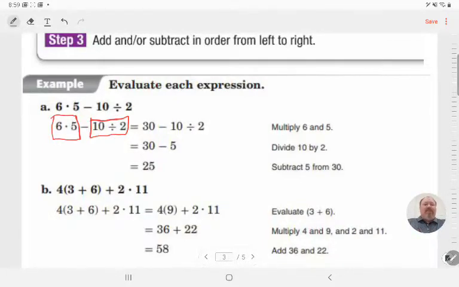So we start left to right, so we have to do the 6 times 5. That gives me the 30, and I rewrite the problem. And then I can do my 10 divided by 2, and that gives me 30 minus 5, and then finally the answer would be 25. Okay? So I did my multiplication and my division left to right before I did my subtraction.